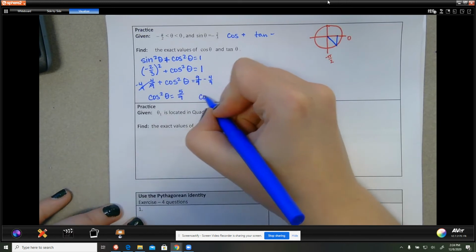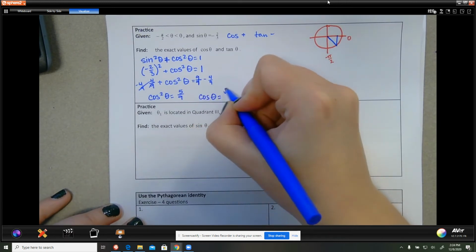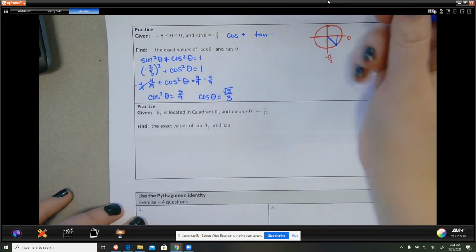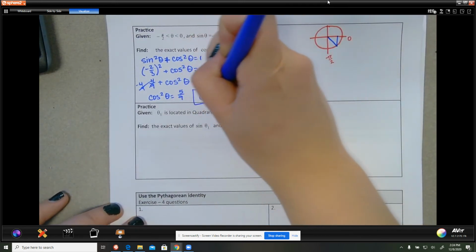So then cosine of theta is root 5 over 3. I take the square root of both sides. Put that in a box.